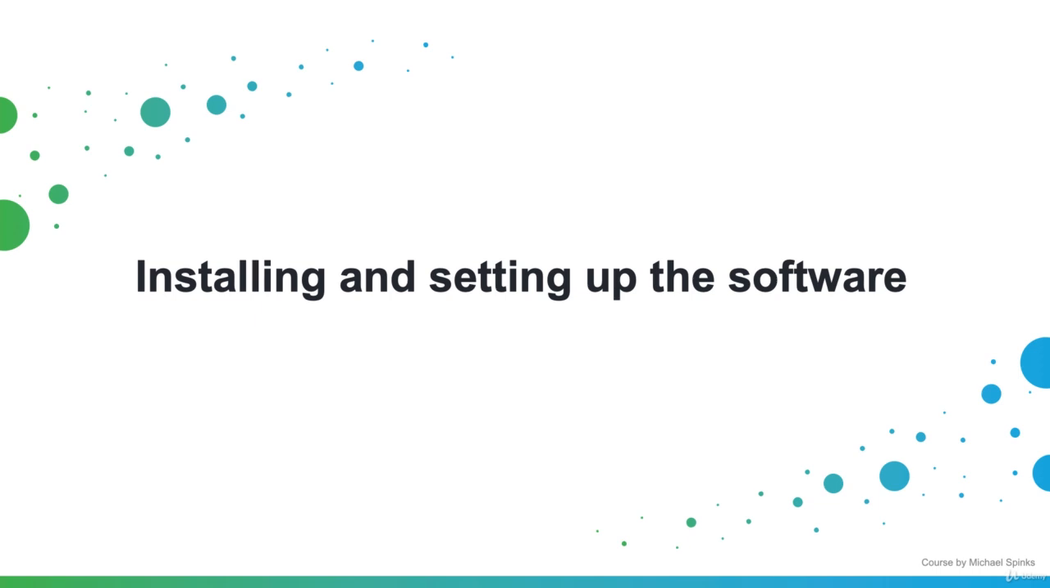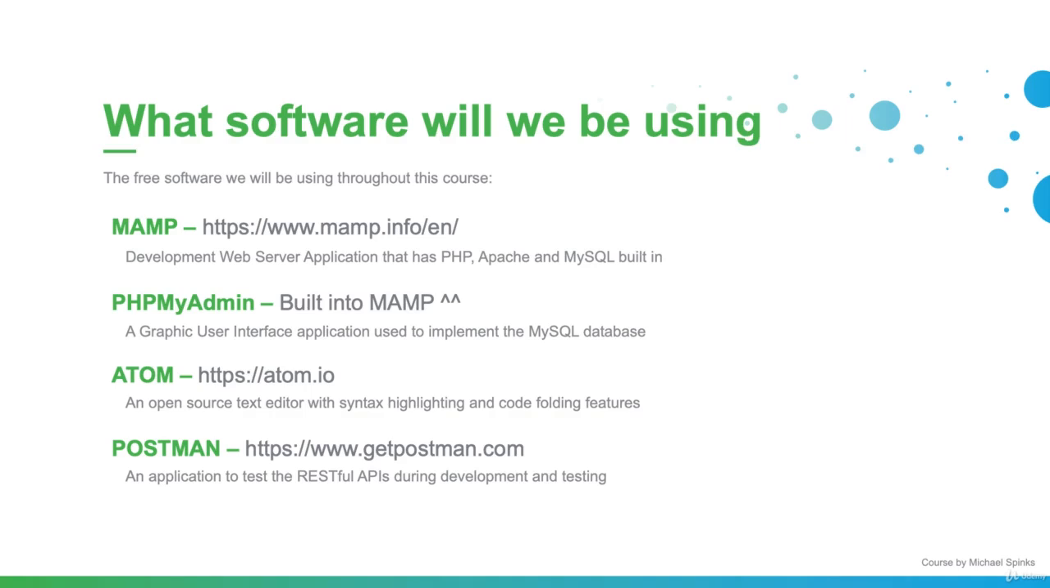Okay, that's enough theory for the time being. We'll now get on to installing and setting up the software. The software we'll be using throughout this course is MAMP, which is a development web application server. This is PHP, Apache and MySQL all built in. As part of that, you'll get a web application called PHPMyAdmin. This is used for administrating the MySQL database.